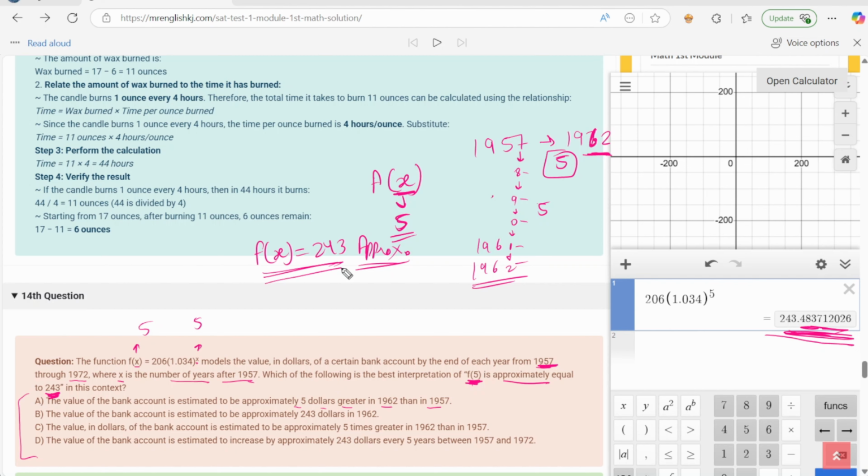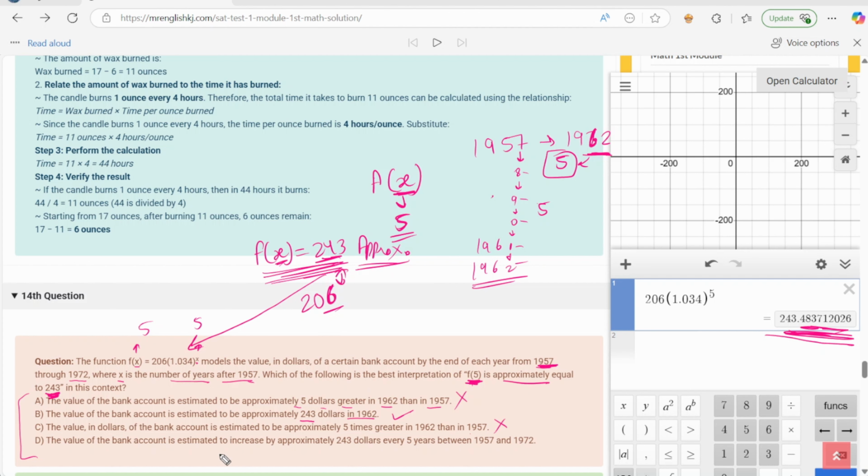Because we know what this is: total value, and this is time. In 5 years, it increased approximately 243, so obviously that is wrong. B. The value of the bank account is estimated to be approximately $243 in 1962. 1962, 5 years, and the total amount. Correct, right? C. The value of the bank account is estimated to be approximately 5 times greater in 1962 than in 1957. It is saying it increased 5 times. Does it? Because this is the value of 1957. Roughly, you don't need to calculate, but you get it. Is it 5 times? Definitely not.